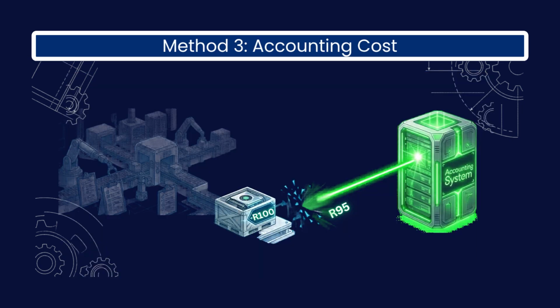Finally, we have accounting cost. This is a bit different. It ignores the BOM and the real-time feedback. Instead, it uses a cost that you have already preset directly in your accounting system. This method is flexible in that it allows partial production entries.